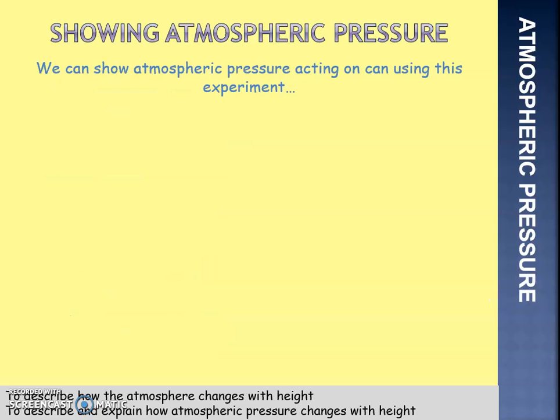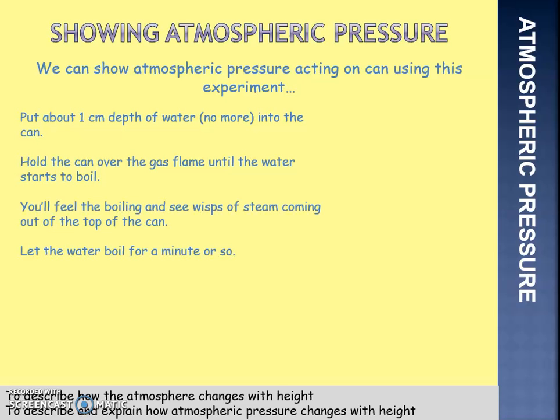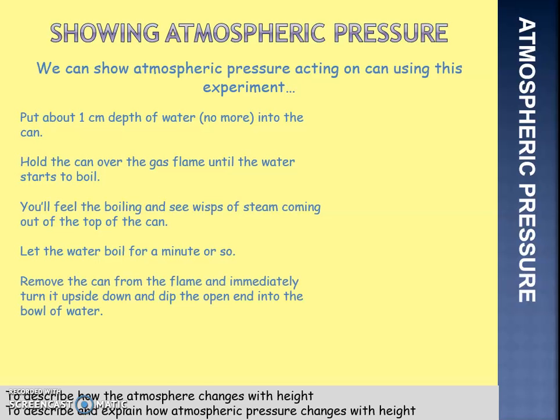Now we can show atmospheric pressures acting on cans using this experiment. Take about 1 centimetre depth of water and place it into a can, so in a can of water or a can of Coke. Hold the can over a gas flame until the water starts to boil. We'll feel the boiling and we'll see wisps of steam coming out of the top of the can. We'll let the water boil for a minute or so.